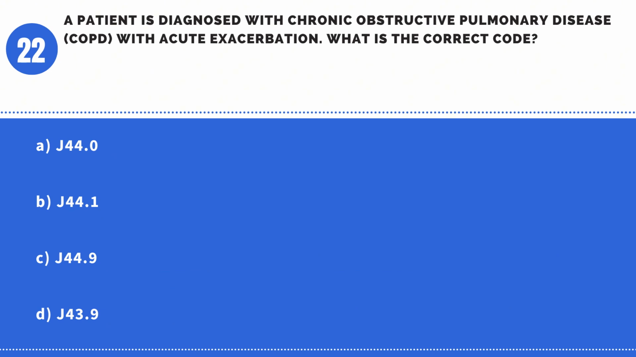Question 22. A patient is diagnosed with chronic obstructive pulmonary disease, COPD, with acute exacerbation. What is the correct code? A. J44.0. B. J44.1. C. J44.9. D. J43.9.